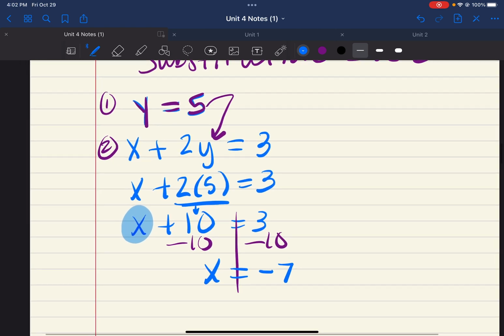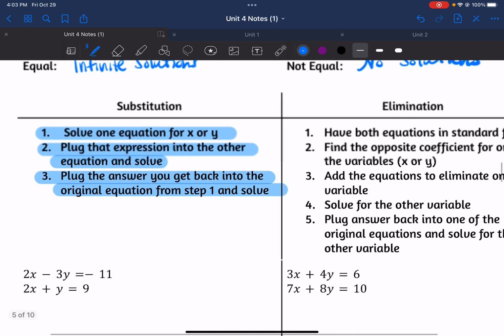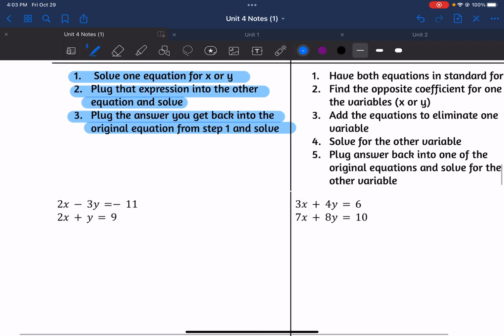Now my solution, the point that we have, is going to be x comma y. So my x value is negative 7. My y value is 5. That is my solution right there. So that's just a basic example. Let's go to these real quick.